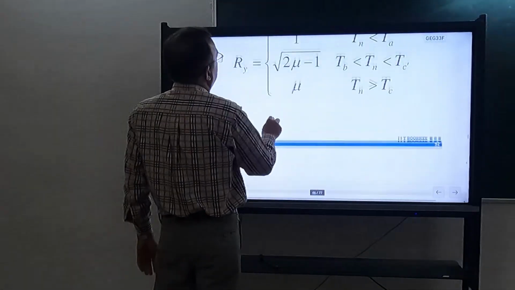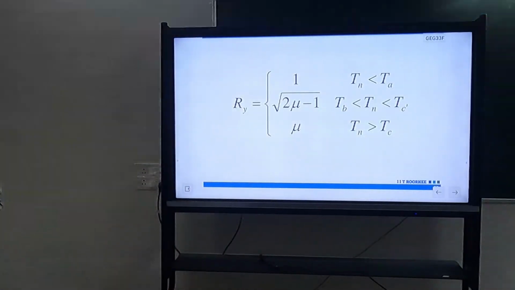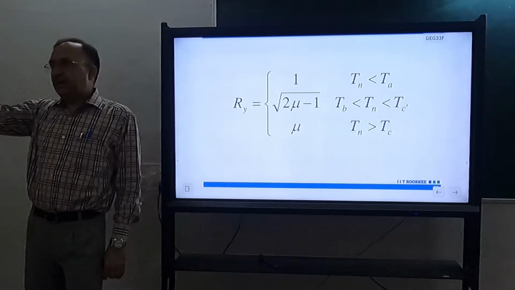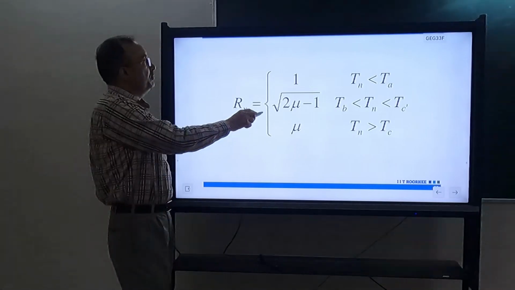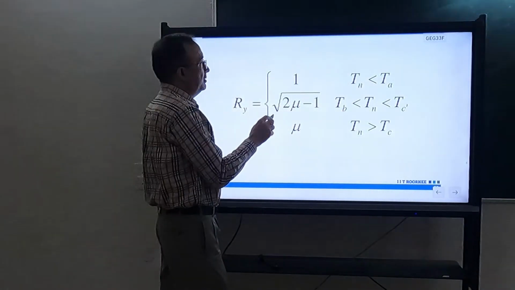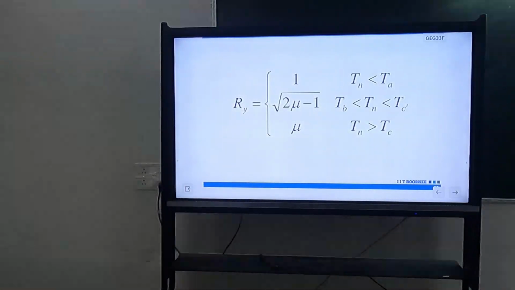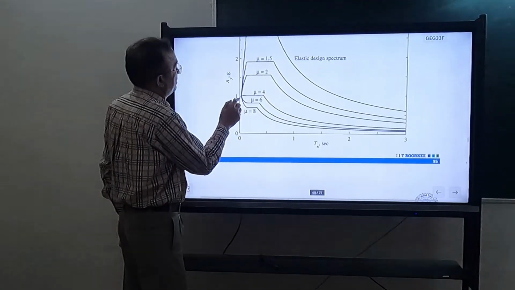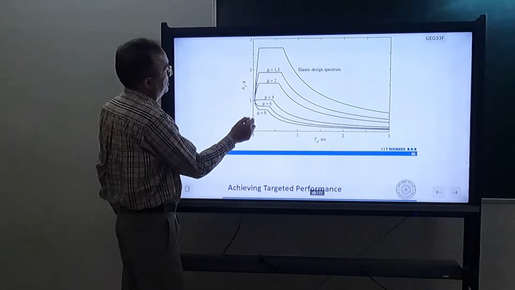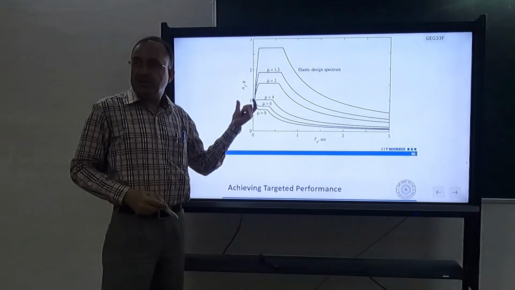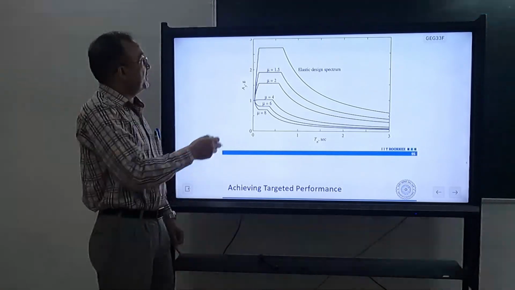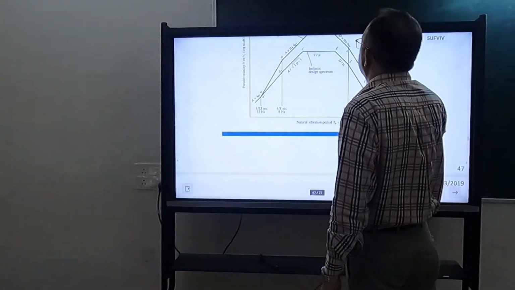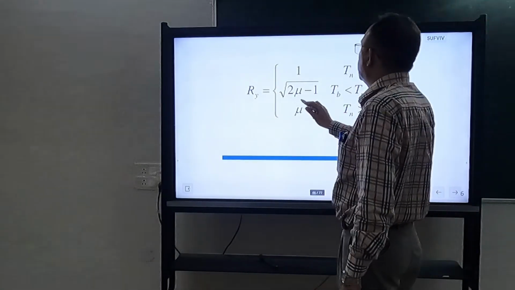People have already done that and seen it, remembering these 3 points. So this Ry is the ratio of the elastic spectrum to the yield spectrum for any value of mu. For Tn less than Ta, what is Ta? 1 upon 33 seconds. There it is 1. That means all the yield spectra start from here. So Ta is this small point, and in this period range the value is the same. The starting point is the same. Then there is one reduction factor here, another reduction factor here. In the acceleration control range, the reduction factor is square root of 2 mu minus 1, and in the displacement control range it is mu.